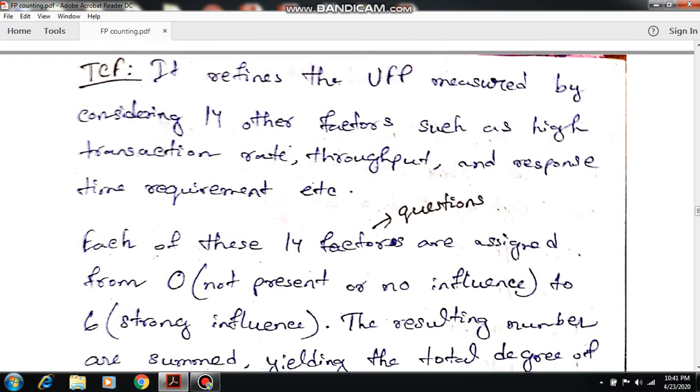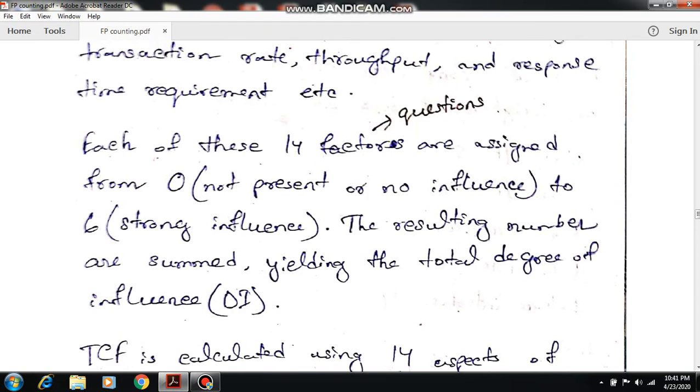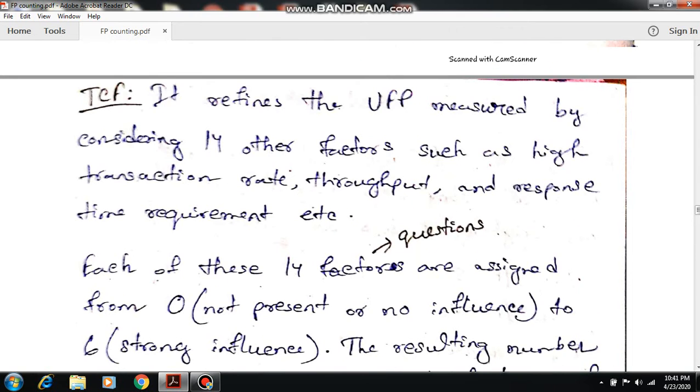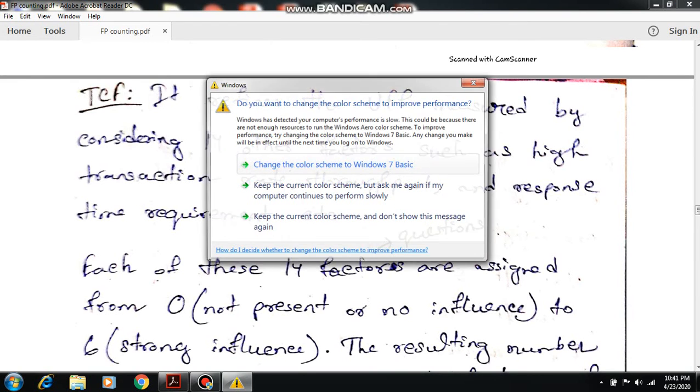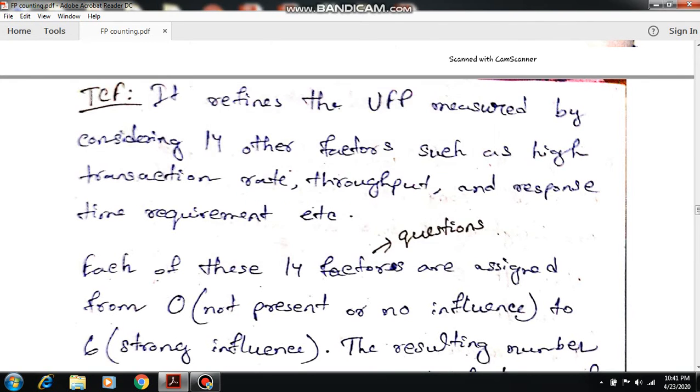Whatever value we get in the UFP calculation, it is refined by considering 14 other factors such as the high transaction rate, throughput and the response time. So these 14 factors mean there are 14 questions. Based on the 14 questions, we adjust the value from the UFP, and after multiplying the UFP with the TCF, we get the final function point.